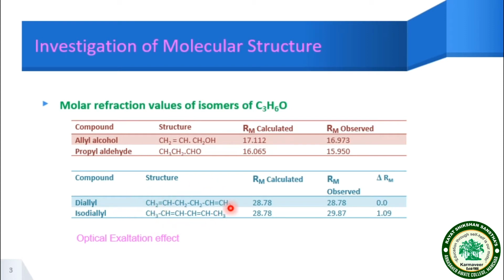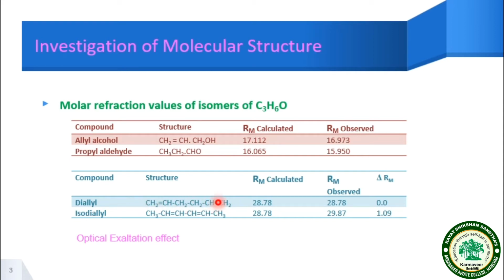In diallyl, the two double bonds are at the two ends, while in isodiallyl, the carbon-carbon double bonds are in an alternate fashion. Single bond, double bond, single bond, double bond, single bond. Means these double and single bonds are in alternate fashion. While here it is double bond, single, single, single and then double. Means here the trend is not in the alternate fashion.